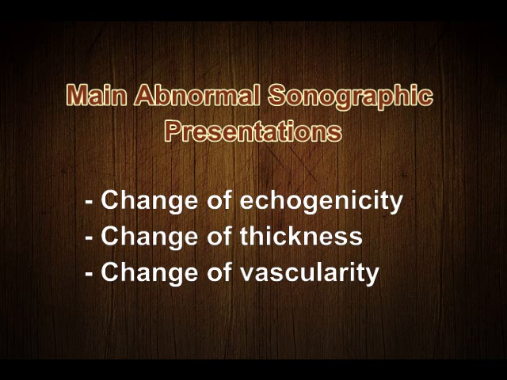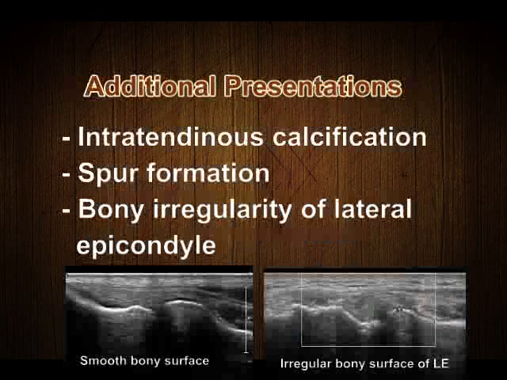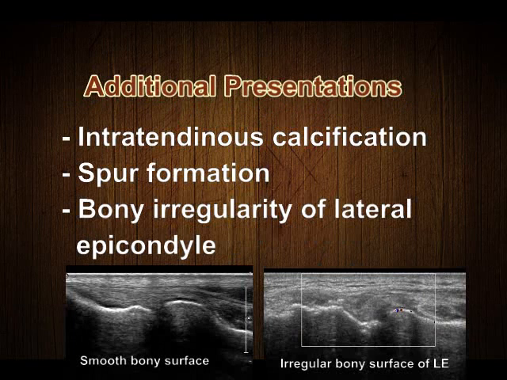The main abnormal sonographic features of the extensor tendon include change of echogenicity, change of thickness, and change of intratendinous vascularity. In some cases, intratendinous calcification and spur formation around the lateral epicondyle can be noted. Irregular contour of the bony cortex of the lateral epicondyle can sometimes be seen.